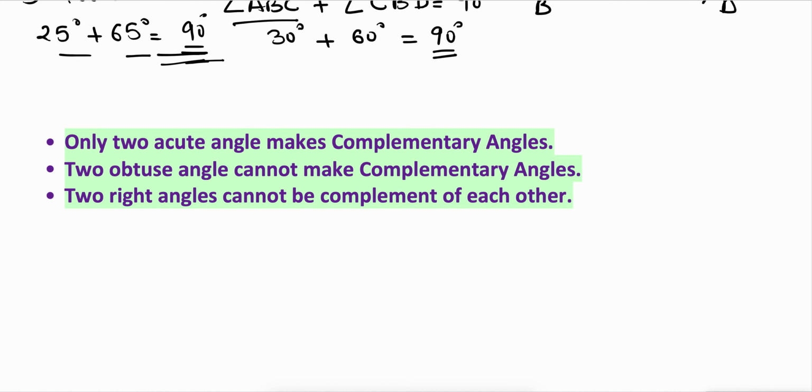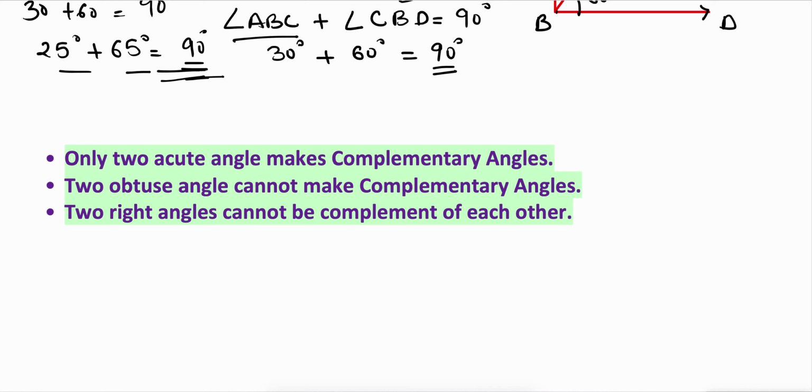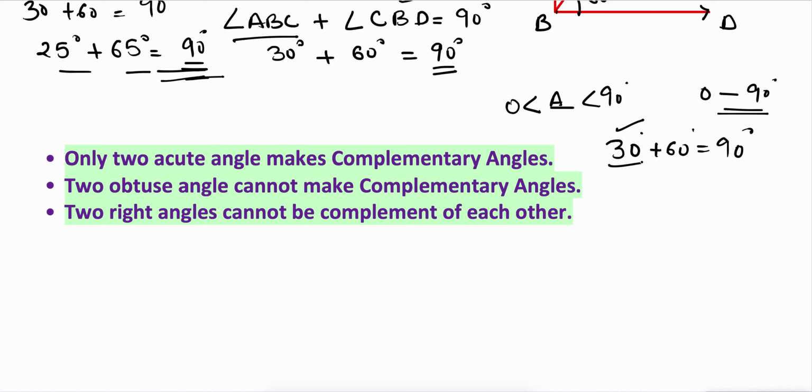Let's see some details. Only two acute angles can make complementary angles. As we have seen, 30 degree plus 60 degree is equal to 90 degree. So 30 degree is an acute angle, and an acute angle is the angle which is greater than 0 degree but less than 90 degree. That is, in between 0 to 90 degree is an acute angle. So 30 degree is an acute angle and 60 degree is also an acute angle. So only two acute angles can make complementary angles.